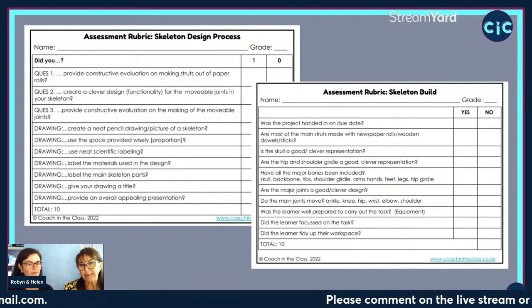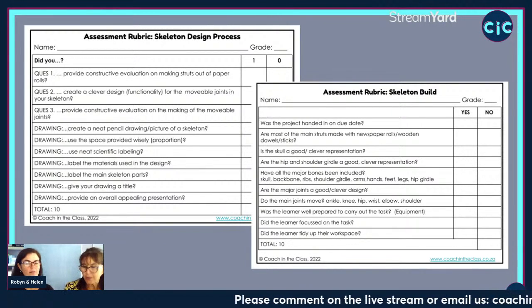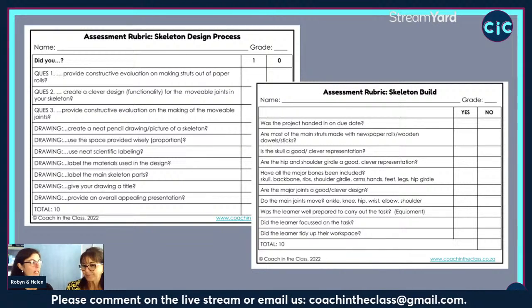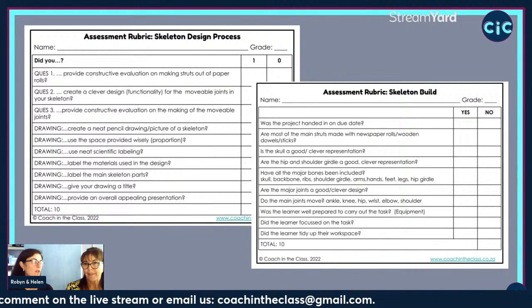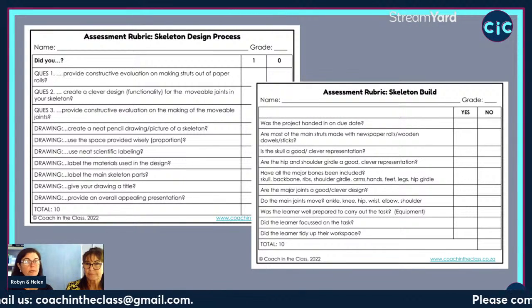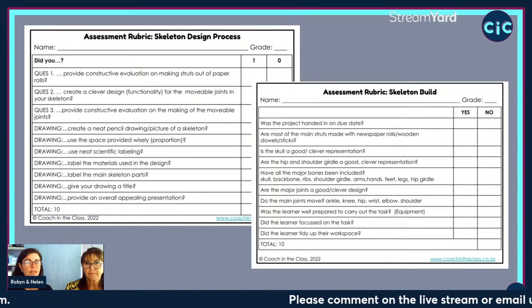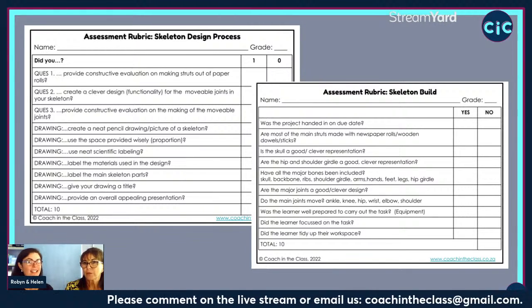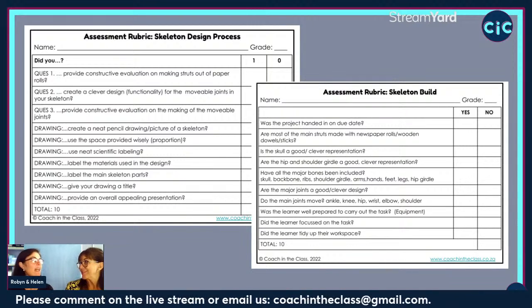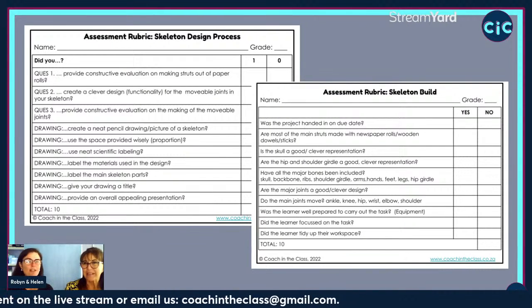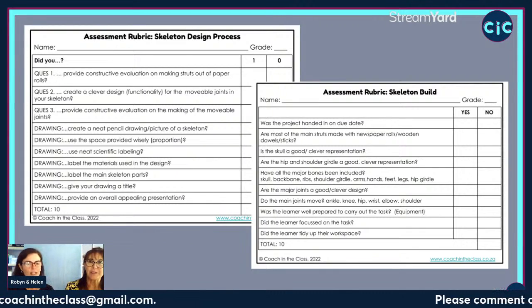And then, of course, for the skeleton itself, there's a rubric, because Coach in the Class have got you covered with continuous assessment throughout the term. And also what's great is maybe you decide you only want to formally assess the design process, and the skeleton build, you actually let the children peer assess each other or do a self-assessment, because ultimately we also need to be teaching children how to assess stuff. And if we are doing that all the time, then we're not giving them the opportunity to do it. And evaluation is such an important skill. So we need to do that.